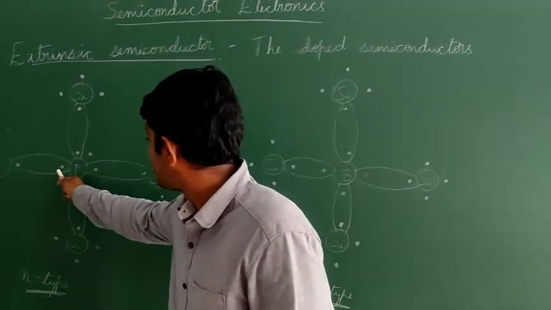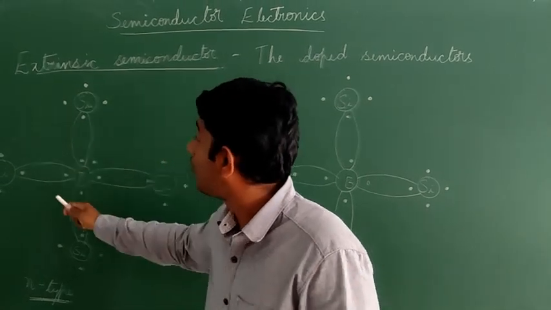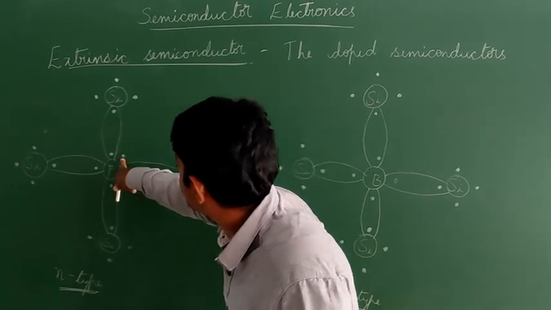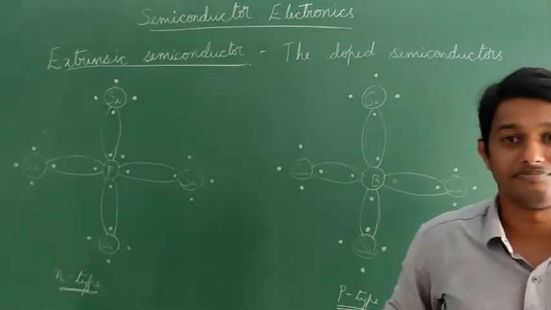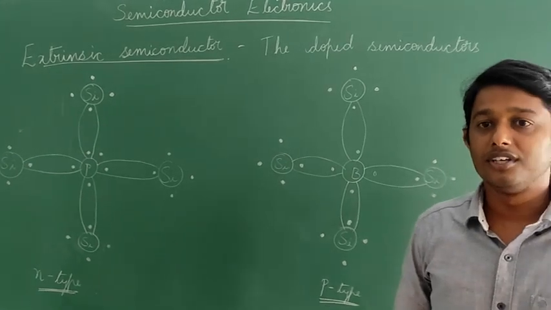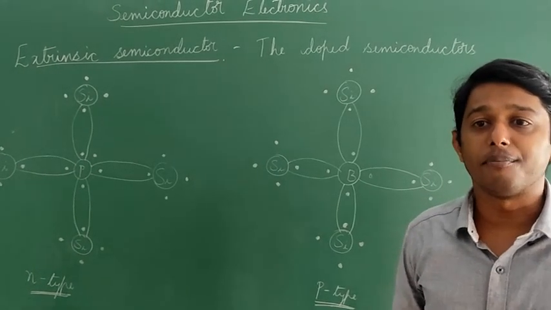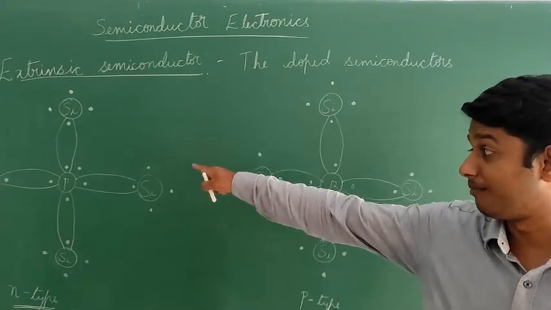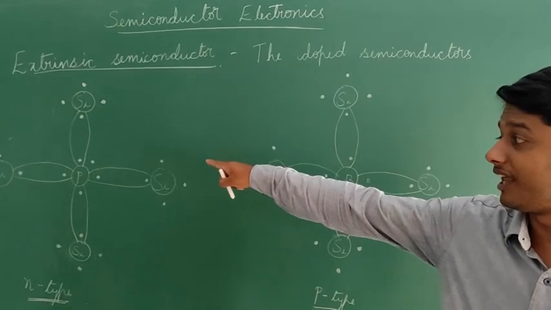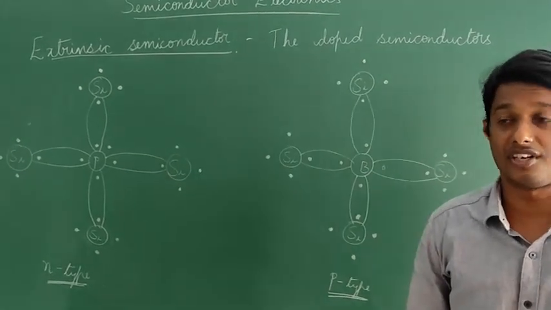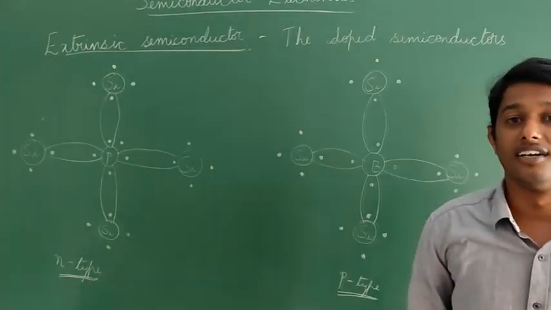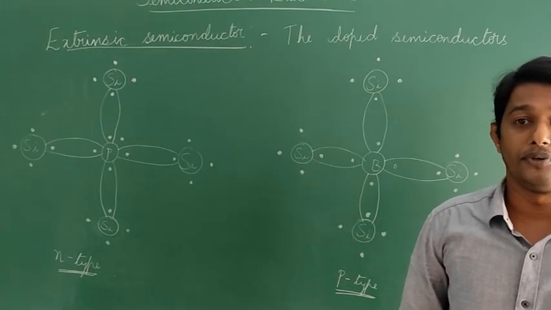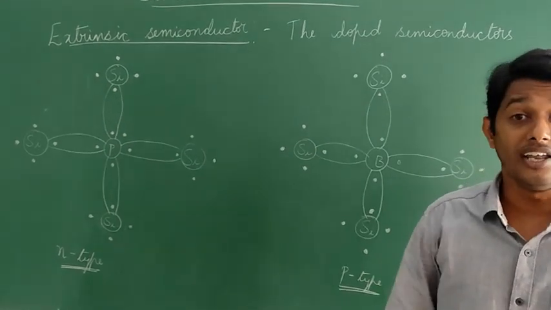So here, 1, 2, 3, 4, four electrons have formed covalent bonds with the neighboring atoms, but there is one electron which seems to be left out. Thus every pentavalent impurity atom donates one free electron for conduction. So there will be one electron left for conduction here, as you can clearly see. So the pentavalent impurity atom is called donor impurity.